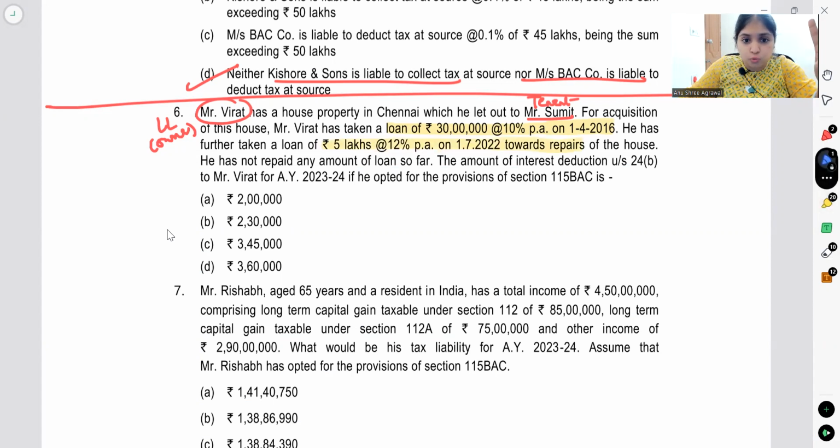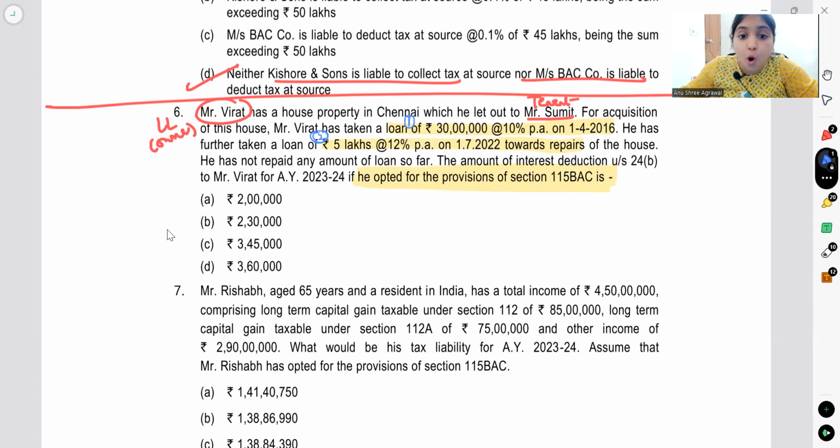See, there are totally 2 loans. He has taken one loan for the acquisition of the property, 30 lakhs loan. Let me call this loan number 1. He has taken one more loan of 5 lakh rupees. This is for repairs. He has not repaid any amount so far. What is the amount of interest deduction under section 24B to Mr. Virat for assessment year 23-24 if he opted for the provisions of 115 BAC?